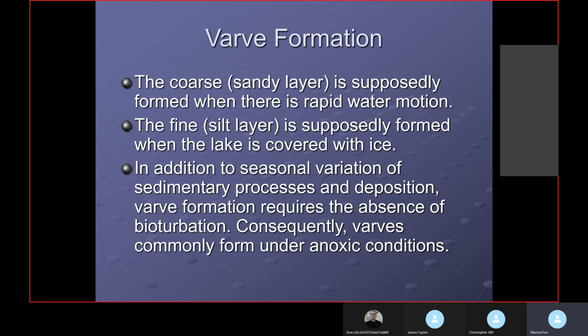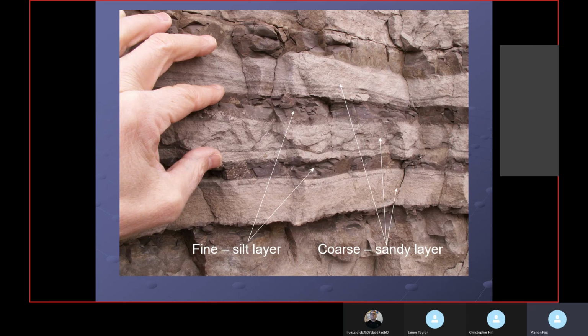In addition to seasonal variation of sedimentary process deposition, varve formation requires the absence of bioturbation. That's the bioorganism stirring up the bottom of the layer. Consequently, varves commonly form under anoxic conditions. That is, conditions where there's not much bioturbation or not many organisms to stir the bottom of the layer. So anoxic conditions where you don't have very many living organisms in it.